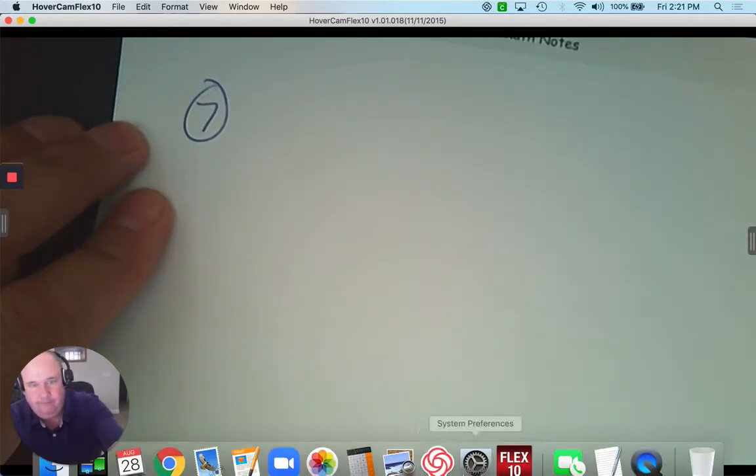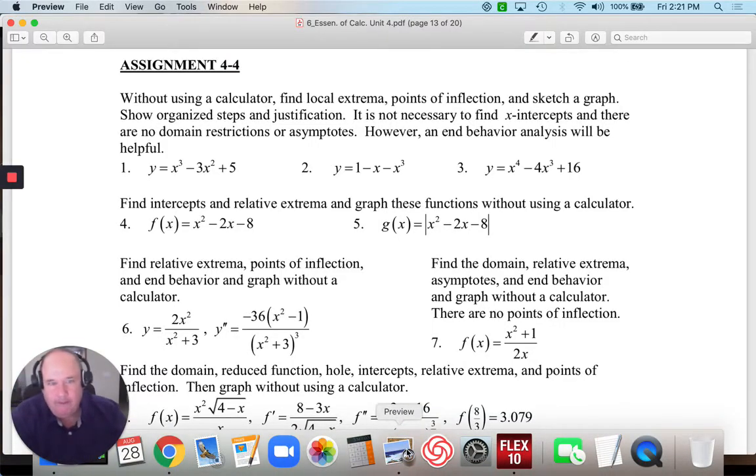Number 7. In number 7, it says f of x equals x squared plus 1 over 2x. For this one, it says find the domain. So I'm just going to talk about it out loud. Look at the denominator. It's all real numbers but 0. So 0 is the only one that would not work for the domain because 0 would make it undefined.